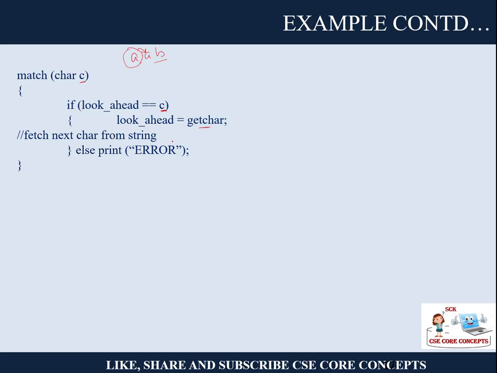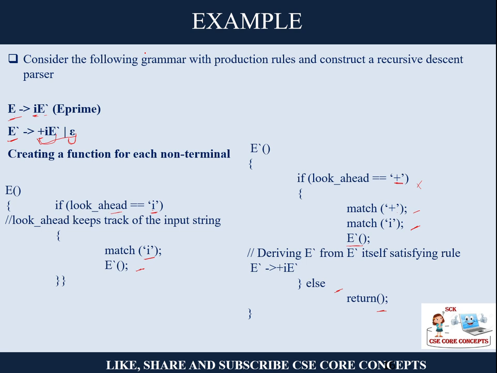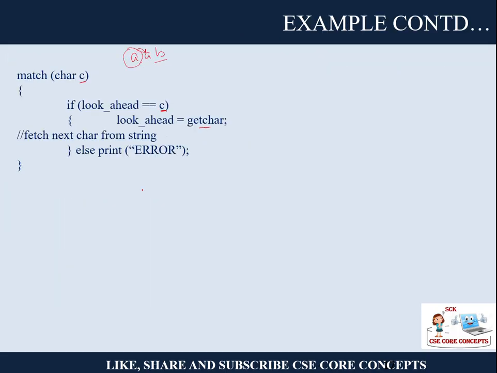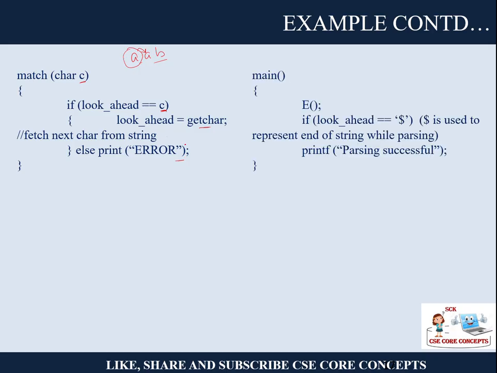When you don't get the desired character, let's say in this grammar we have only two terminals, I and plus. If I give you an input string having I plus D, can you match D with the help of this grammar? No, you cannot match. So in this case, you will get an error. And of course, we have to write a main function to start execution.